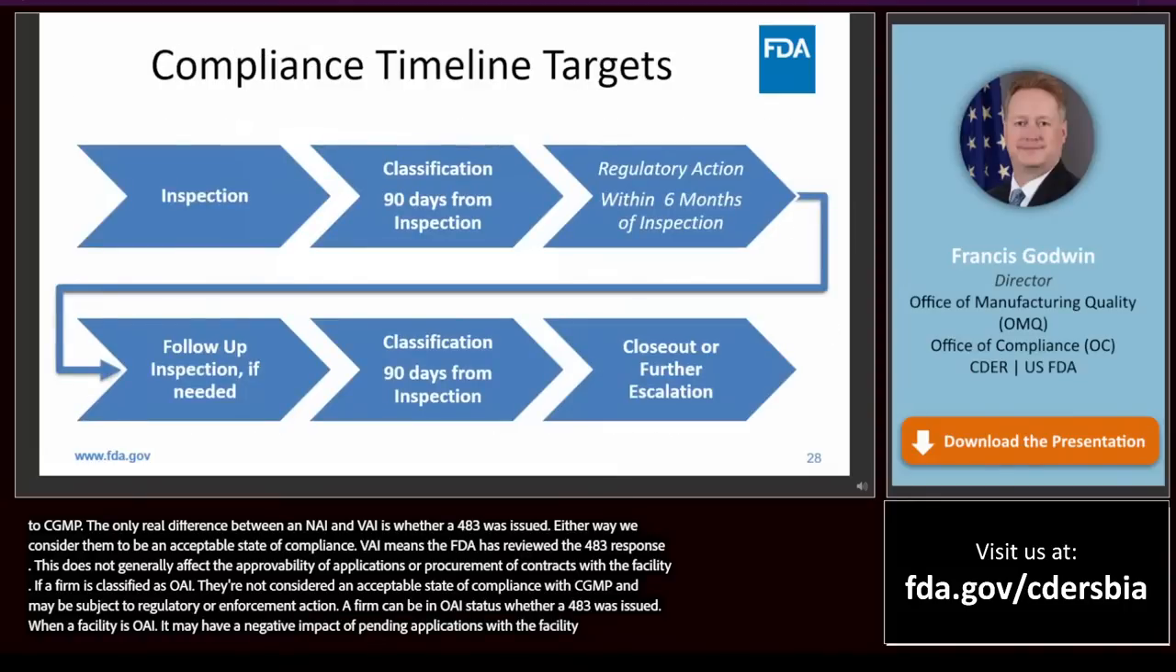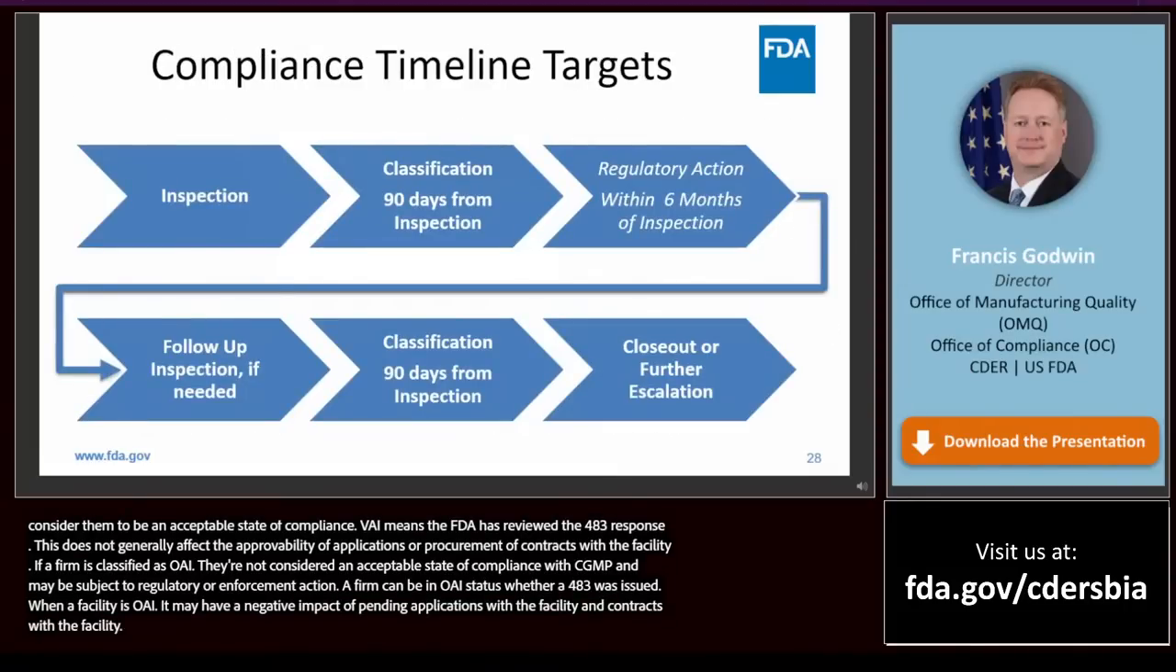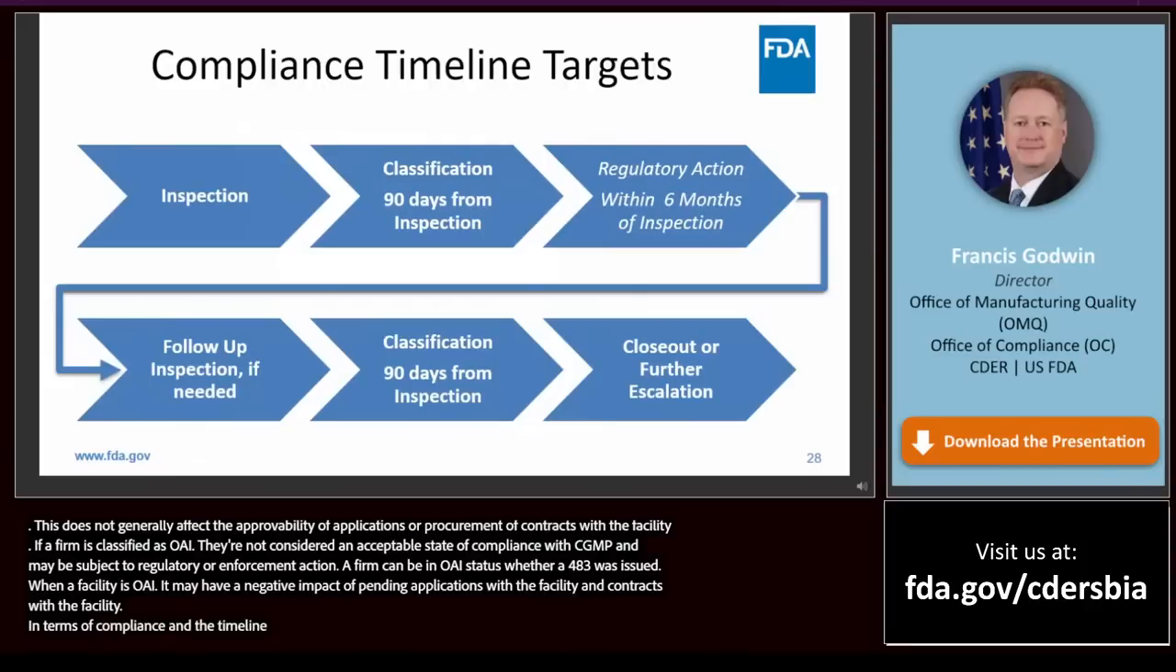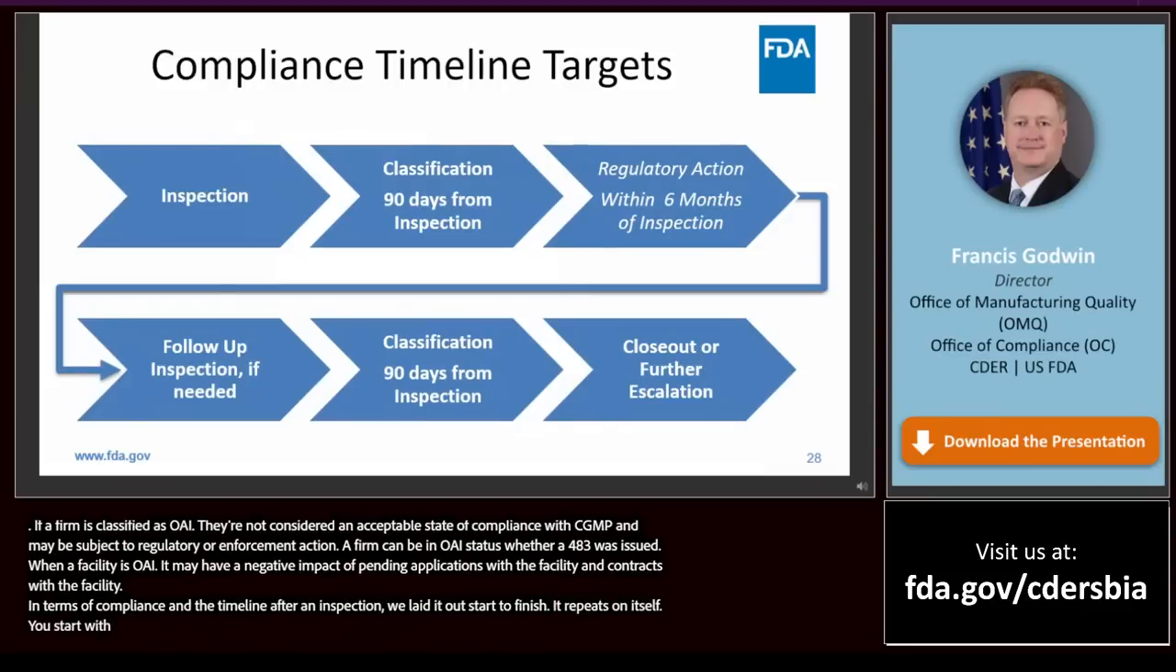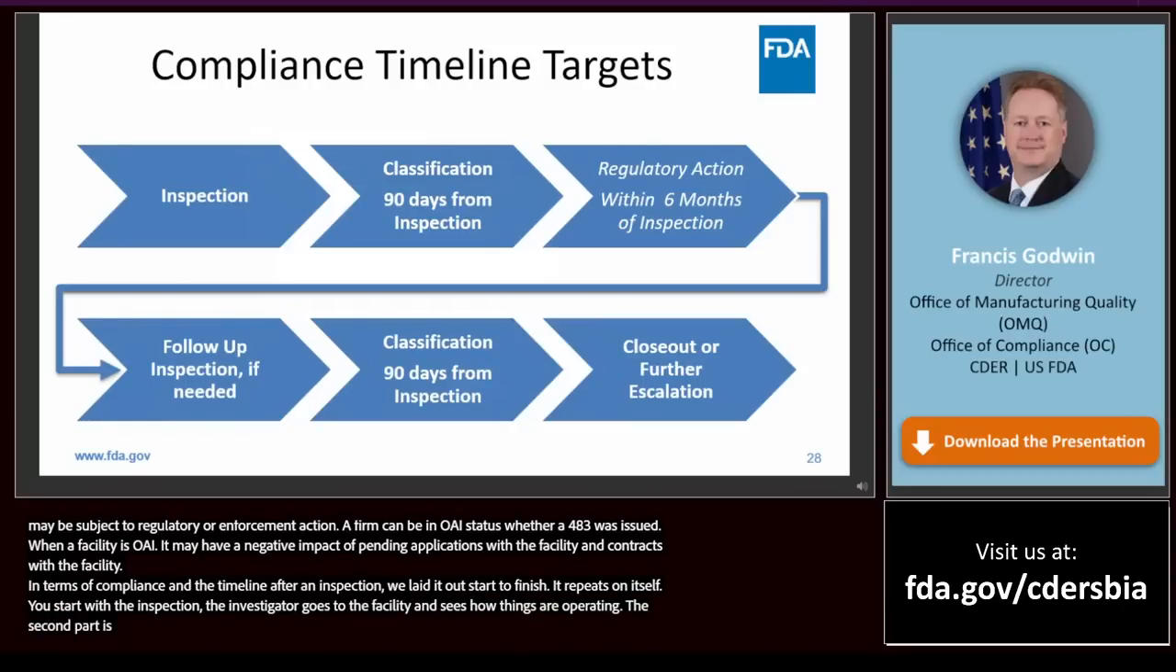So in terms of compliance and the timeline after an inspection, I laid it out start to finish, and it kind of repeats on itself a bit. So you start with the inspection where the investigators go into the facility and look and see how things are operating. And then the second part is 90 days from the inspection, where we try and classify the inspection based on the firm's response and the inspectional findings. And we do that within 90 days with a letter that's sent to the firm and posted to the website.